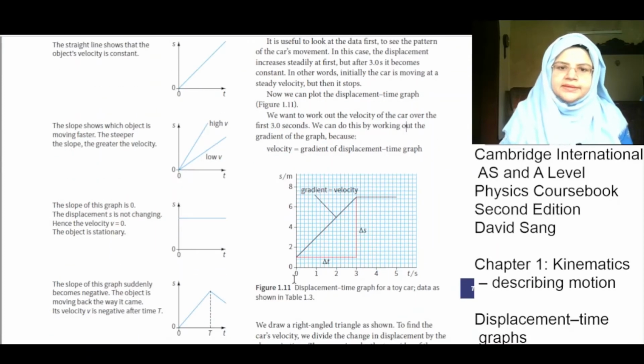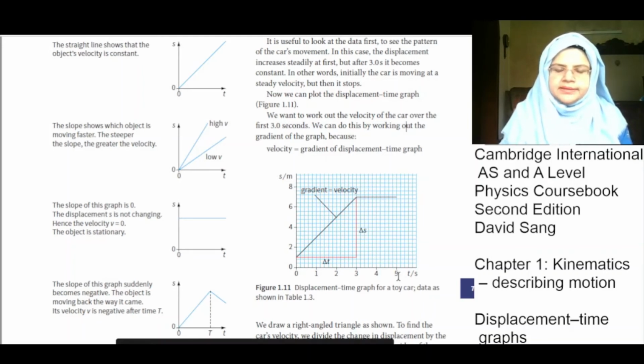We can see at t is equal to 0 second, displacement is 1 meter. At t is equal to 1 second, displacement is equal to 3 meter. At t is equal to 2 second, displacement is equal to 5 meter. At t is equal to 3 second, displacement is equal to 7 meter. At t is equal to 4 second, displacement is equal to 7 meter. At t is equal to 5 second, displacement is equal to 7 meter.